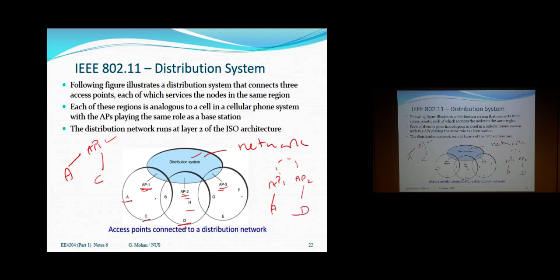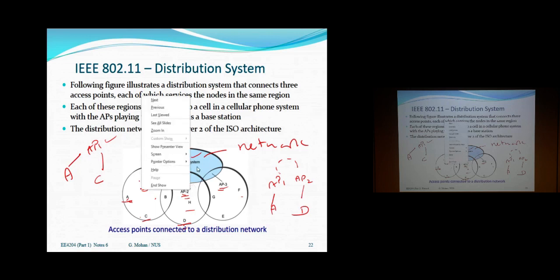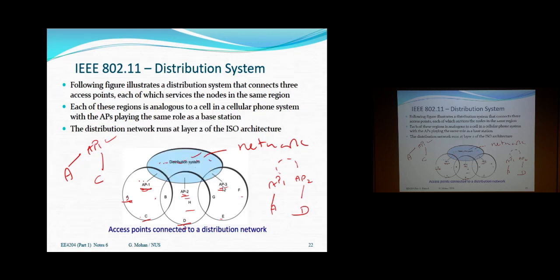So how do A and D communicate? A to access point 1, access point 1 to access point 2. The communication is through the backend network. Similarly, A can communicate to E. A can send its frame to AP1. AP1 will forward it to AP3 through maybe a sequence of switches. Then finally from AP3, the frame will be forwarded to E. This is how it works.